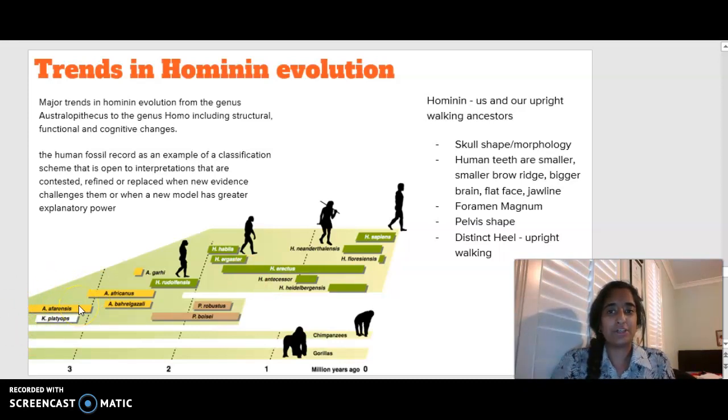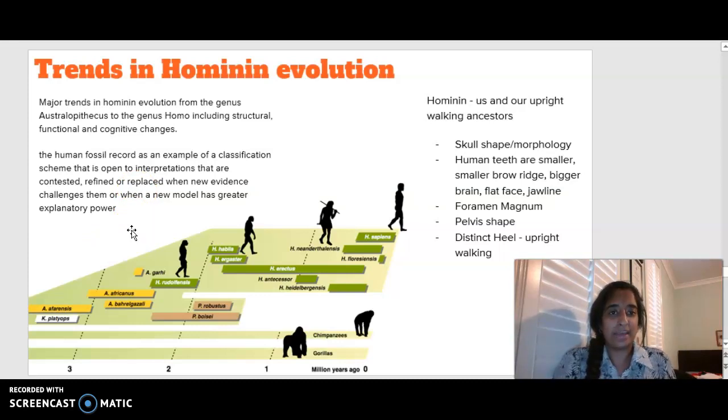So the ones that we're going to focus on today are Australopithecus afarensis. We are going to talk about Homo habilis, Homo erectus, Homo neanderthals, and of course Homo sapiens. So in terms of understanding evolution to the point that we have understood today, it's heavily reliant on the human fossil record. So classification is still open to interpretation as more evidence comes in, it is going to be challenged, and new models can be created as well if they can be explained.